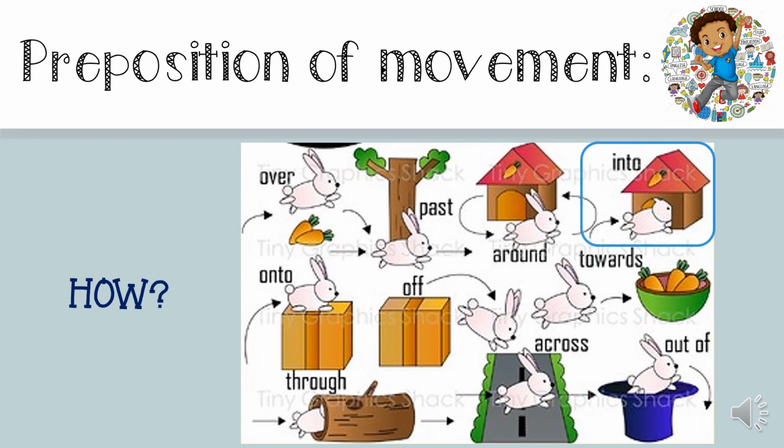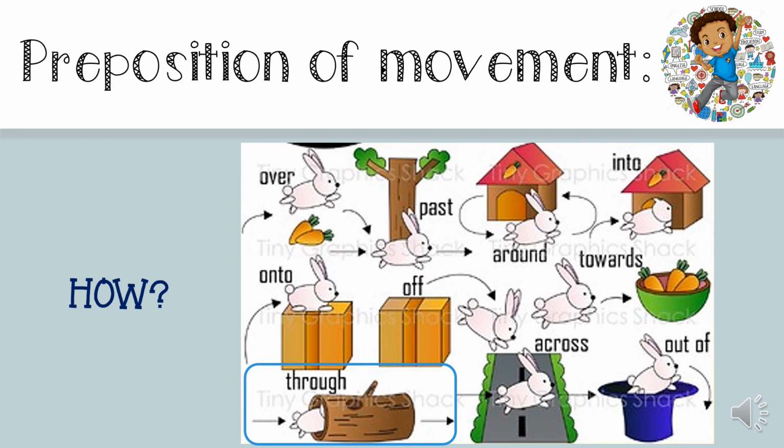The bunny runs into its house. The bunny jumps onto the box. The bunny jumps off the box. Remember, this off is written with 2 F's. The bunny runs towards the bowl of carrots. If you run towards something, it means you move closer to it.